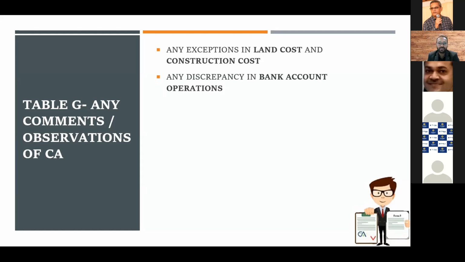Noted. So any exceptions in land cost? We have a table G. Any comments or observation of CA? This table was not there in our certificate. Now they have given a separate certificate. So जो भी observation है, comments है, you need to mention, and then you have to obtain the signature of the promoter also. So it is always preferable, send a draft of the certificate to the promoter, discuss on the draft, and if it is acceptable, if it is still required, then you have to disclose properly.